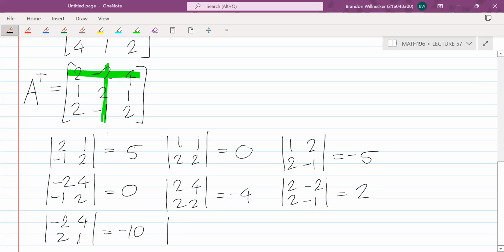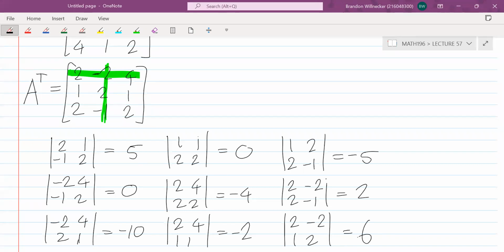The middle one for the last row, that's going to be 2, 4, 1, 1. That's going to be minus 2. And finally, the last one, that's going to be 2, minus 2, 1, 2. And that's going to give us 6. Okay, so once we've got our 9 entries, we can then find that adjugate matrix.